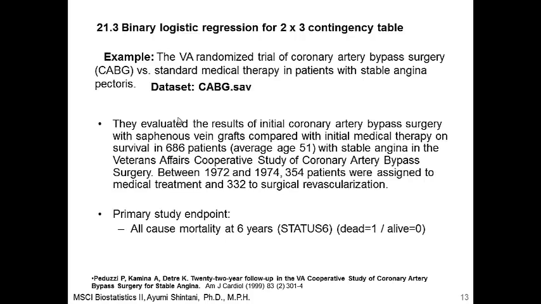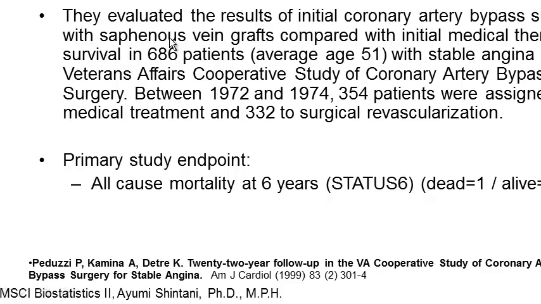The example today uses data from the VA randomized trial of CABG versus standard medical therapy in patients with stable angina pectoris, and the dataset is named CABG.SAV. The primary study endpoint is all-cause mortality at 6 years. This study is in fact an RCT looking at the effect of CABG, although today we are not going to use CABG as the exposure variable. Instead, we will use a clinical risk group of 3 groups and compare its effect on 6-year mortality.